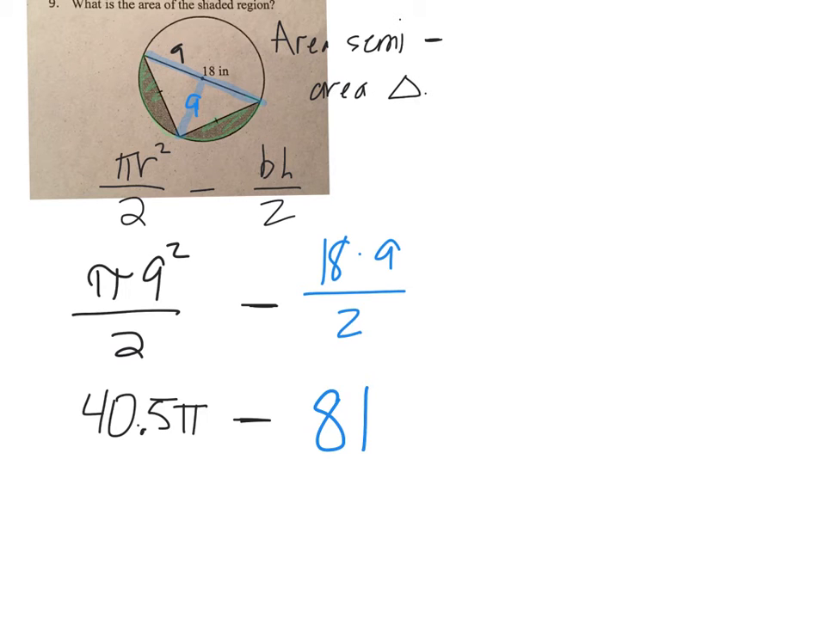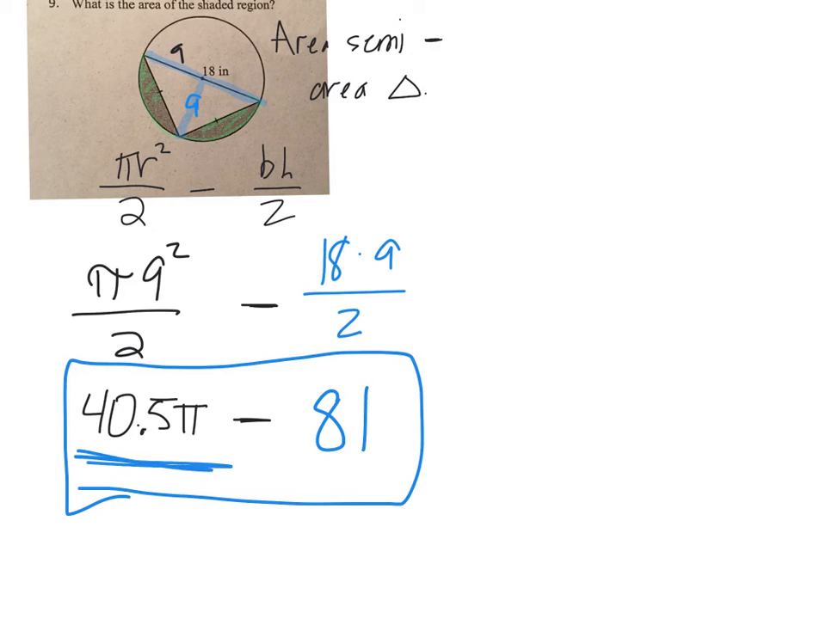81. No, it doesn't. Let me erase that and actually calculate it. Yes, it does. Half of 18 is 9. 9 times 9 is 81. So you might think this is going to come out to be a negative number, but it won't. Remember that this 40.5 times 3 is more like 120. So that's the perfect answer.